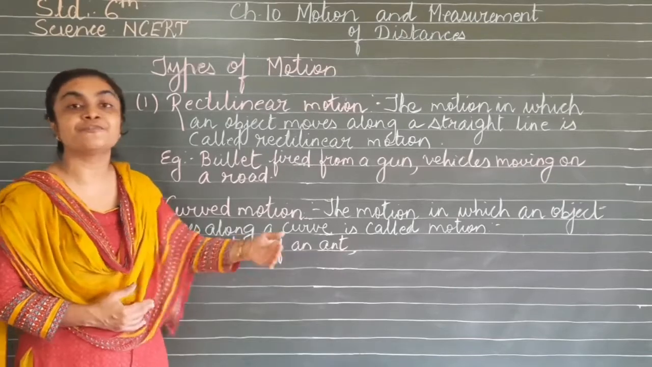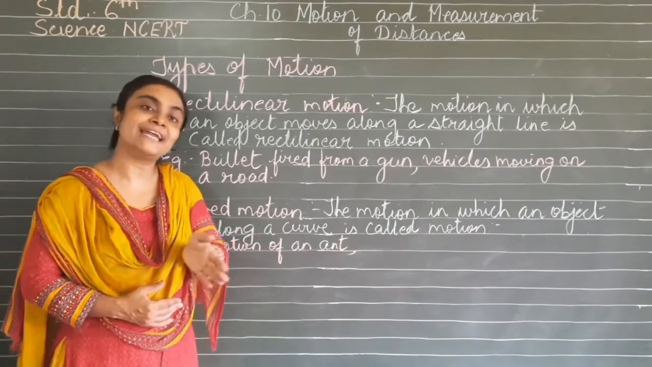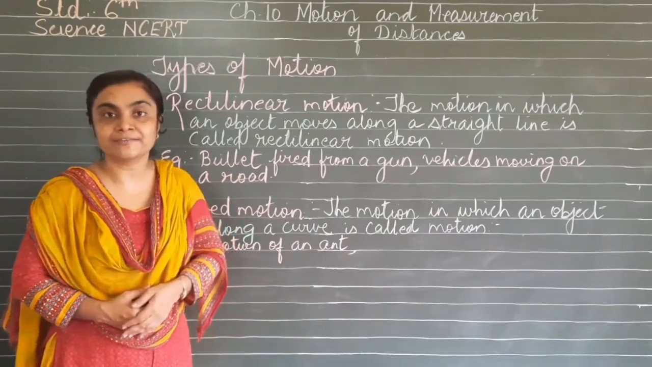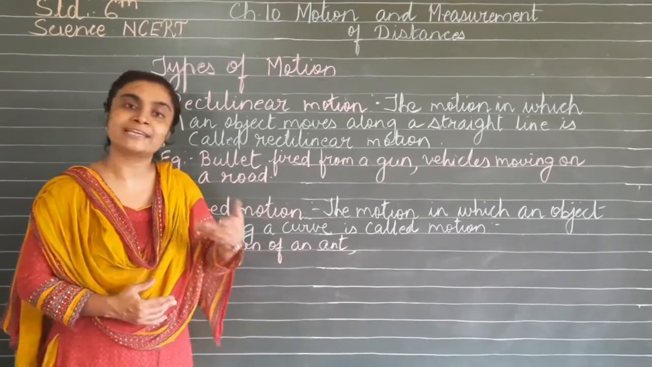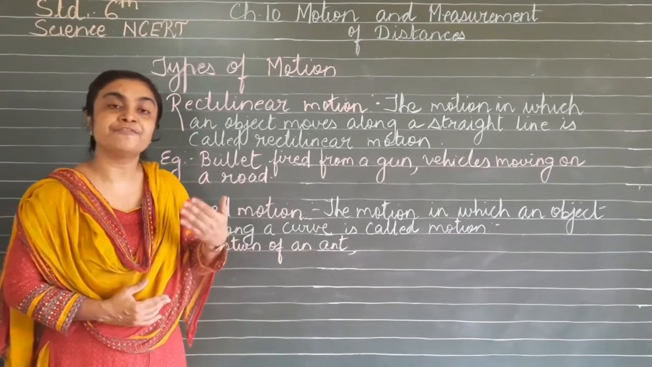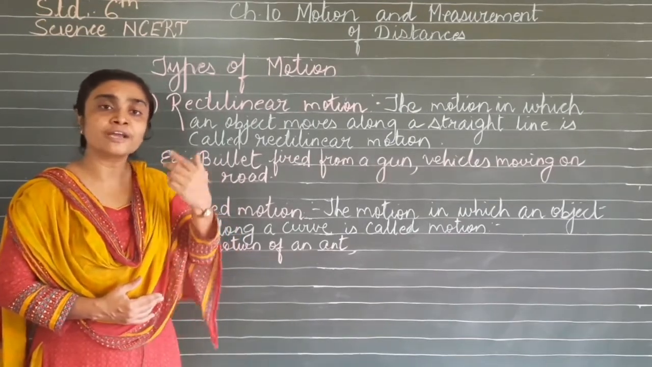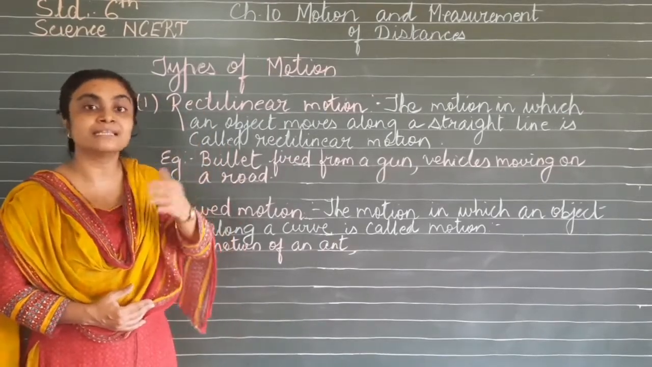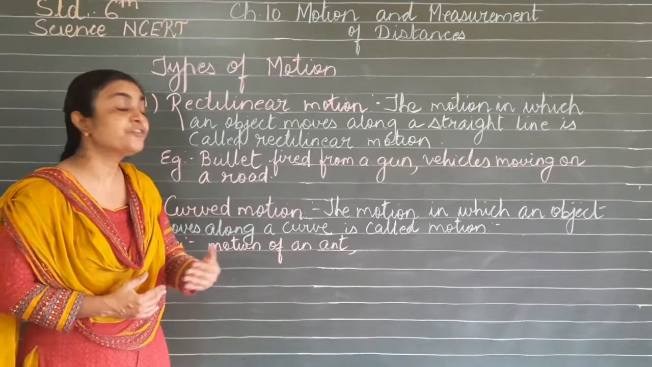For example, motion of an ant. Motion of an ant, it is not straight. It can take a curve anywhere. Motion of a butterfly. Butterfly takes a curve, or it can be said as a random motion. Okay? Suppose a rocket. If you fire a rocket, then rocket will go straight. Then it will take a turn. So that turn, that curve will be a curved motion.